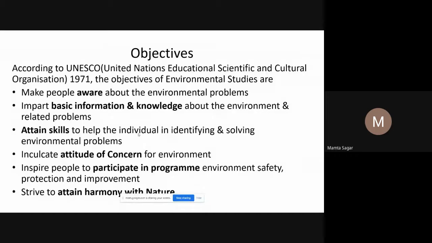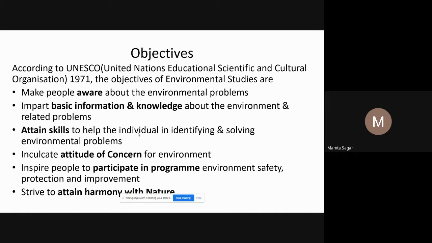What is next? Inspire people. The next objective is to inspire people to participate in programs for environment safety, protection, and improvement. We should inspire people. If we are concerned, we have developed the skills, we have developed the attitude of concern for the environment, then we can inspire the people to participate in programs for environment safety, protection, and improvement. So you should inspire the people. The people do not know about the electronic waste, you should make the people aware about that and participate in programs.